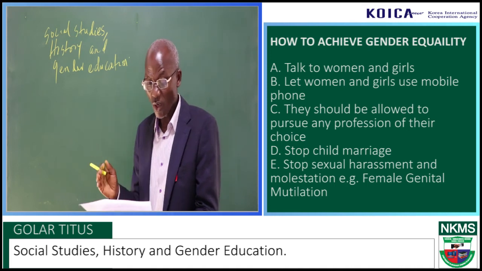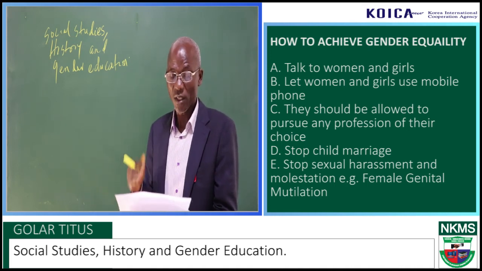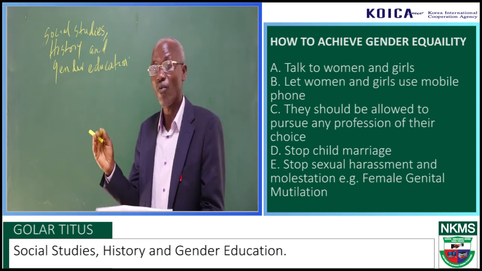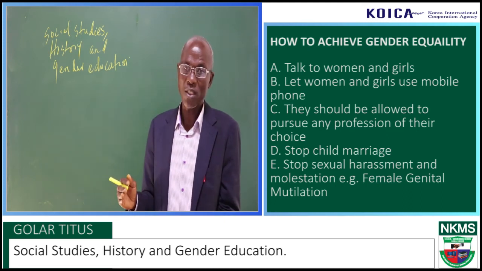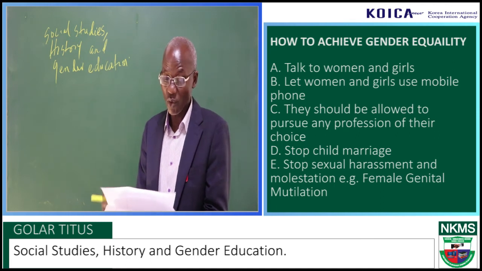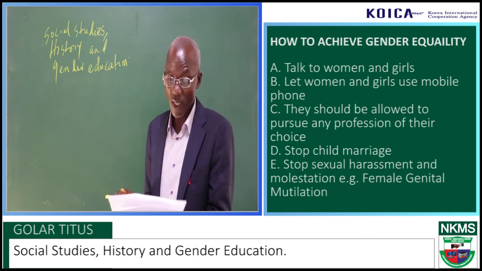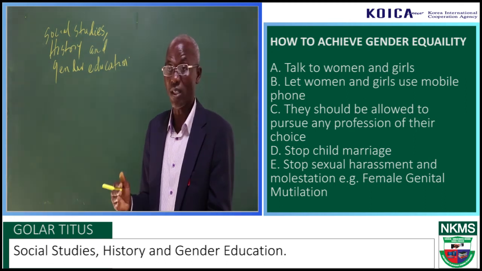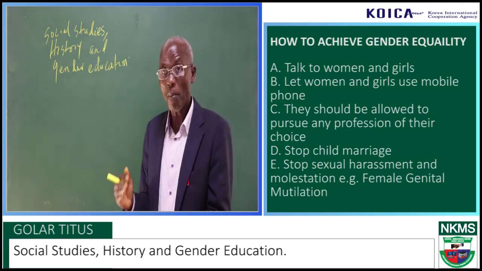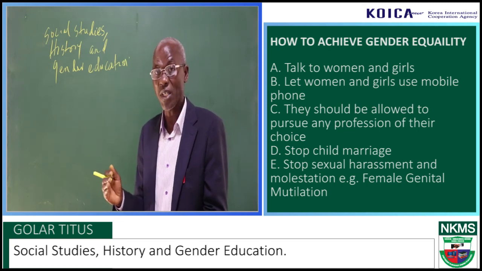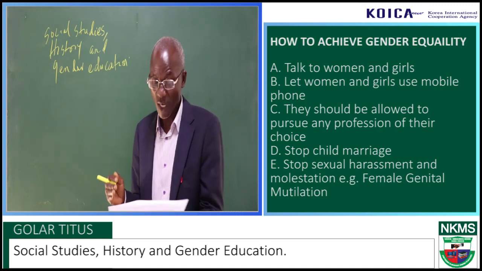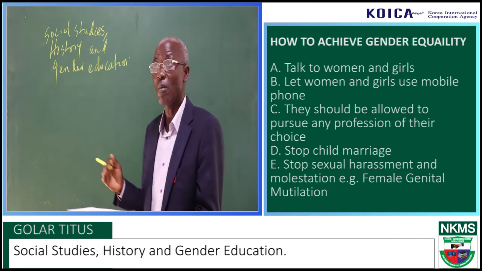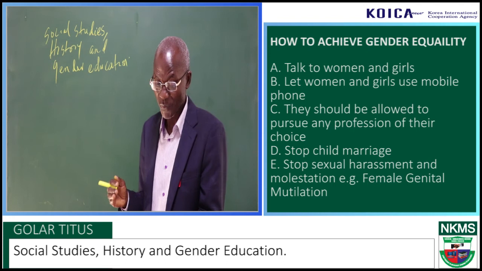We should talk to women and girls, and let the women and the girls use mobile phones. In some countries, they don't allow the women to make use of mobile phones, and they should be allowed to pursue any profession of their choice. And then they should stop child marriage, especially in developing countries, where a girl of 12, 13 will be married to an aged person. That should be stopped.